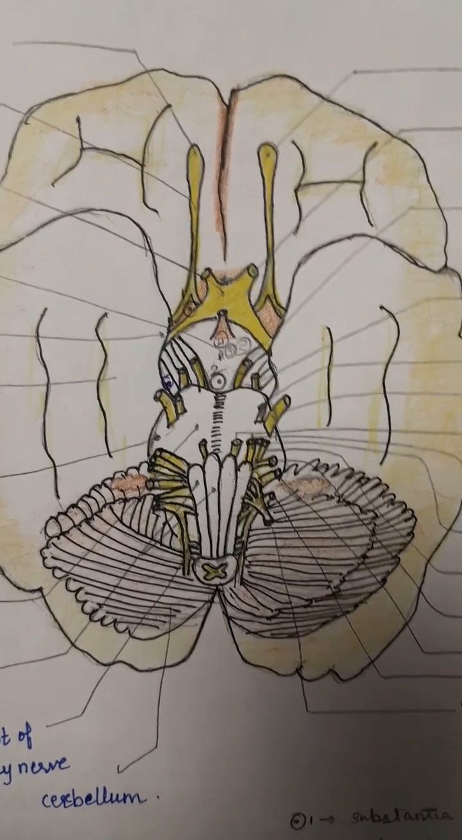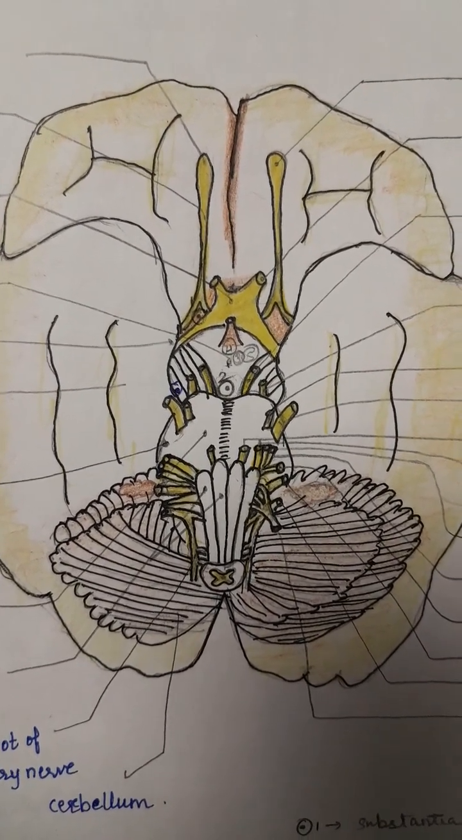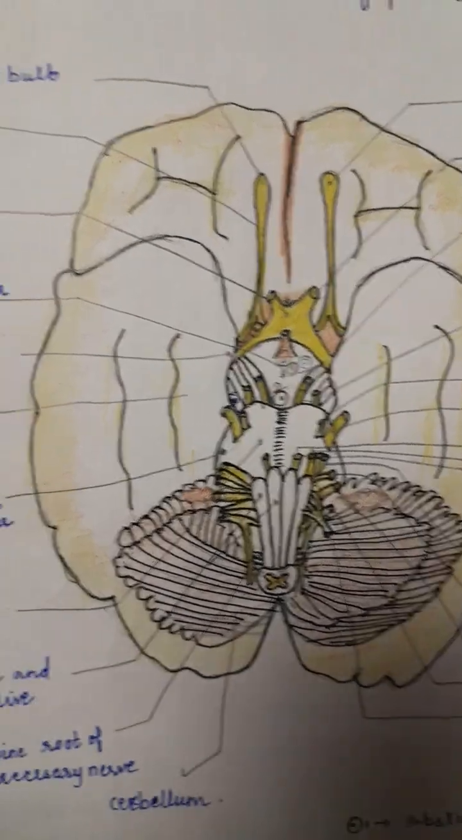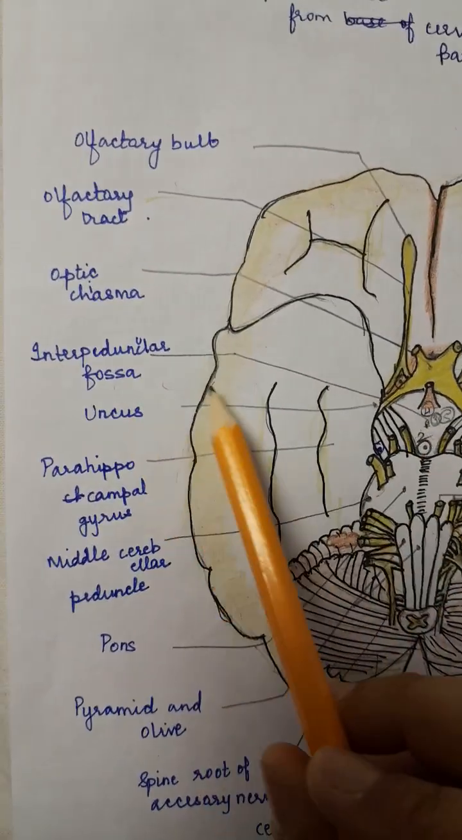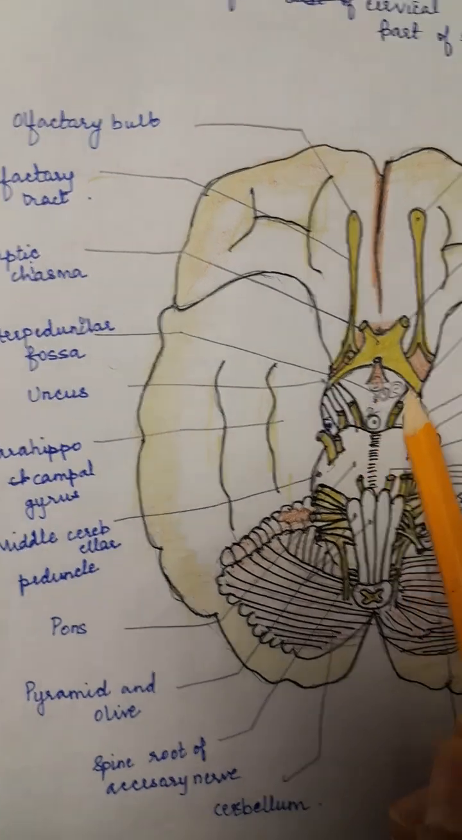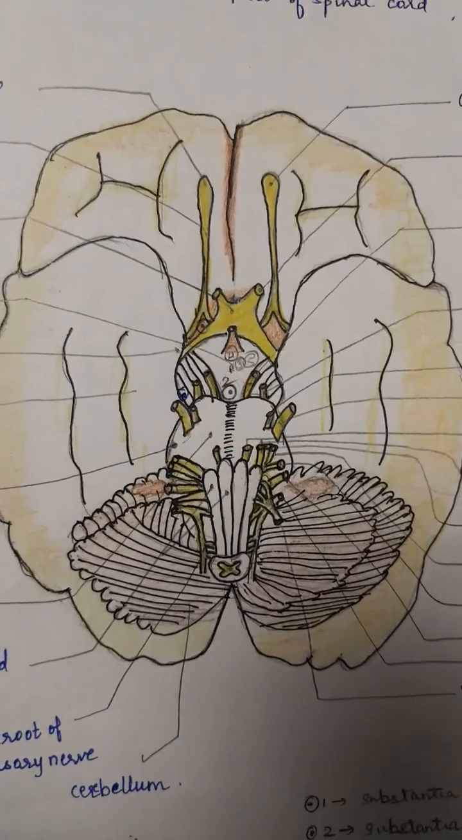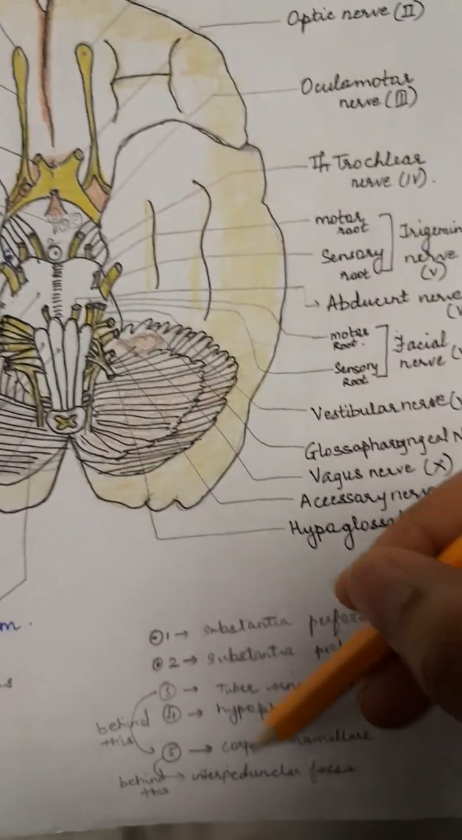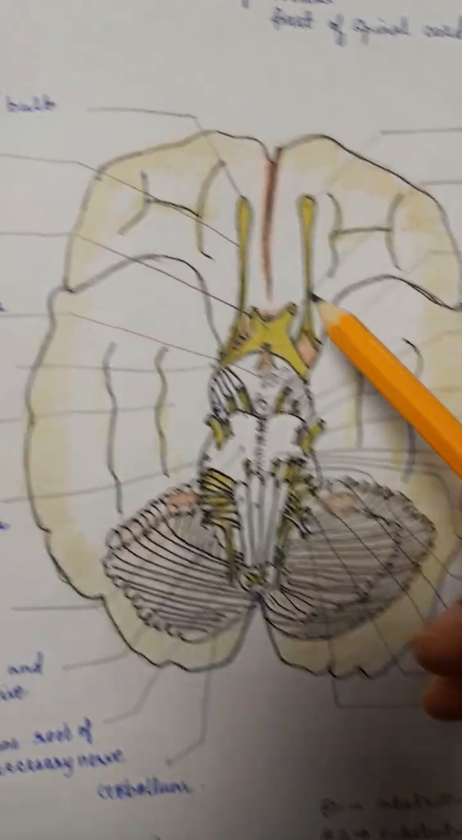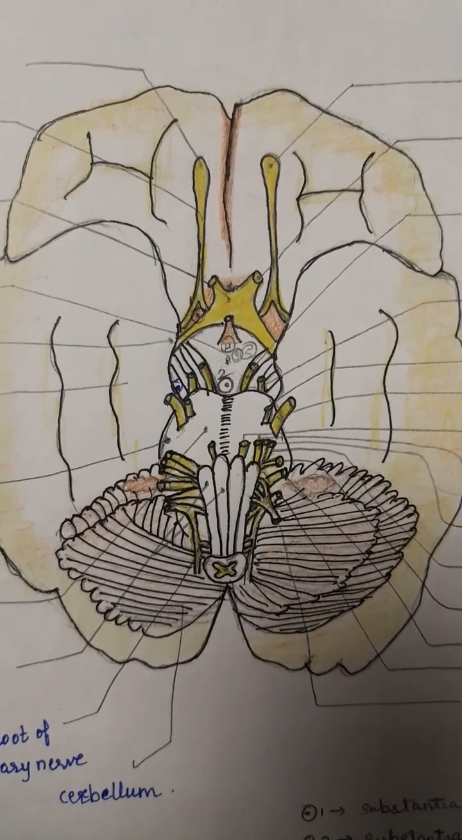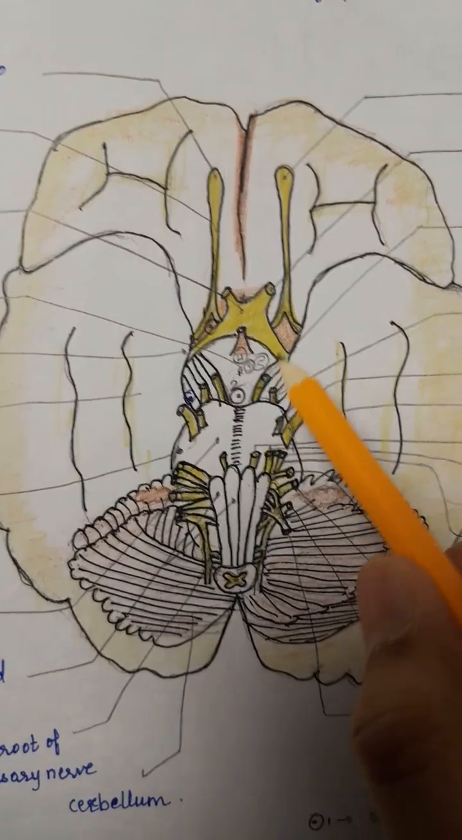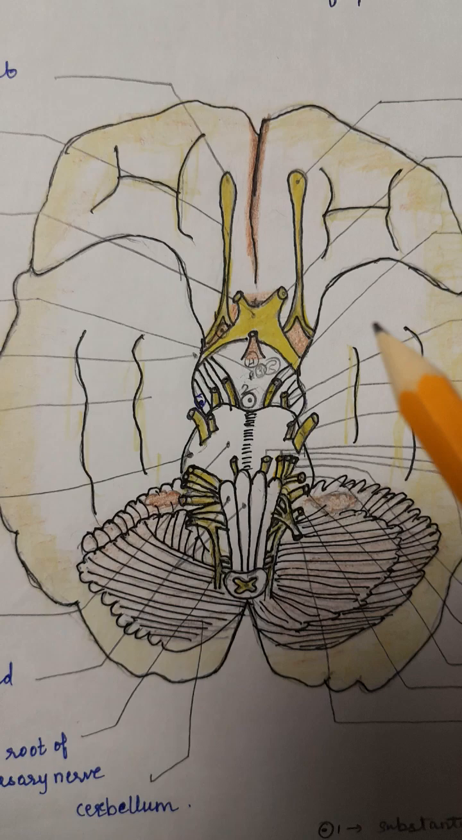Now, posterior to this third number, the tuber cinereum, two spherical white bodies called mammillary bodies are formed. Behind this is a quadrangular depression, the interpeduncular fossa. Now I have written here interpeduncular fossa. Only this I can notice in the diagram which I have drawn, that's why I have marked it. Other things I cannot, that's why I have written it here. Interpeduncular fossa is formed behind the two spherical white bodies called mammillary bodies.